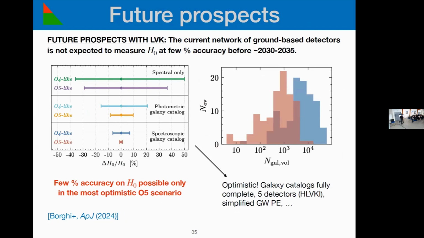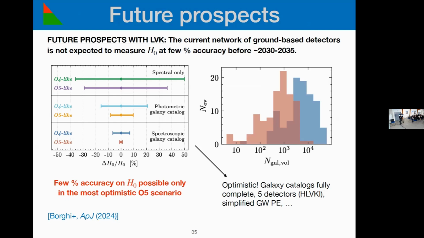These are the forecasts regarding dark sirens, found also in this paper, a nice paper by Nicola Borghi and collaborators. This is very optimistic because they were basically assuming that the galaxy catalog is complete. They were making a simplified analysis. They were considering the full 5 detectors, including also... no, not LIGO India, but KAGRA, that works at, let's say, 120 megaparsec. Very, very optimistic. But still, it's nice results, at least.